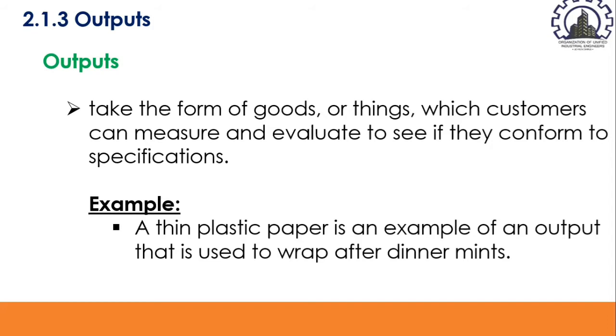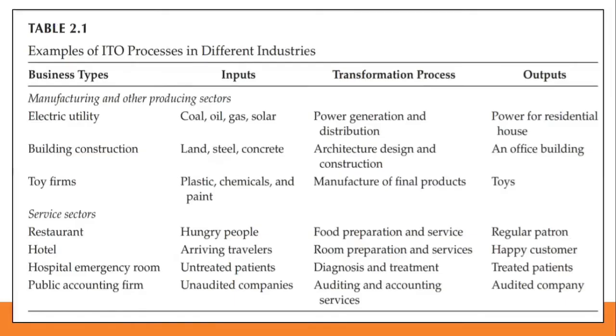So, an understanding of the expectation of the customer before providing the service may preclude subsequent customer dissatisfaction or rework of the services. Now, as you can see in table 2.1, it shows examples of ITO processes in different industries, both manufacturing and service industries. You have manufacturing and other producing sectors, which include electric utility, building construction, and toy firms. On the other hand, service sectors include restaurant, hotels, hospital emergency room, and public accounting firm.